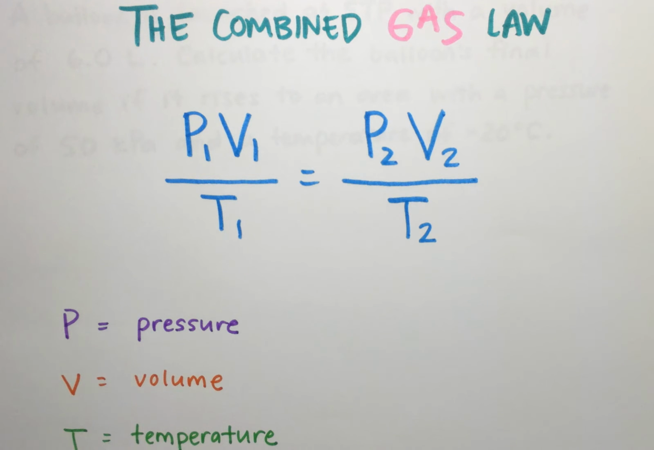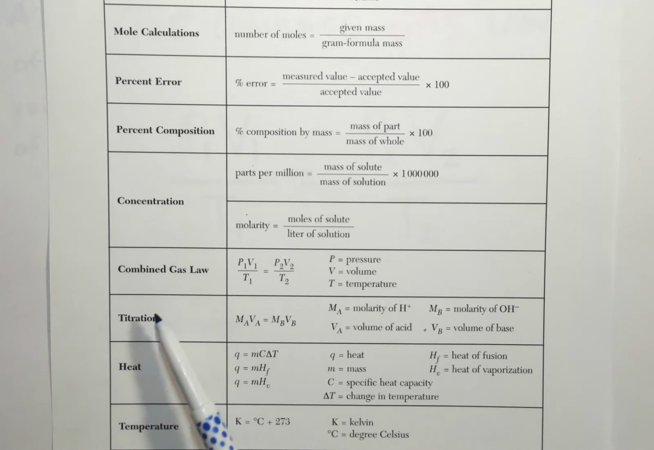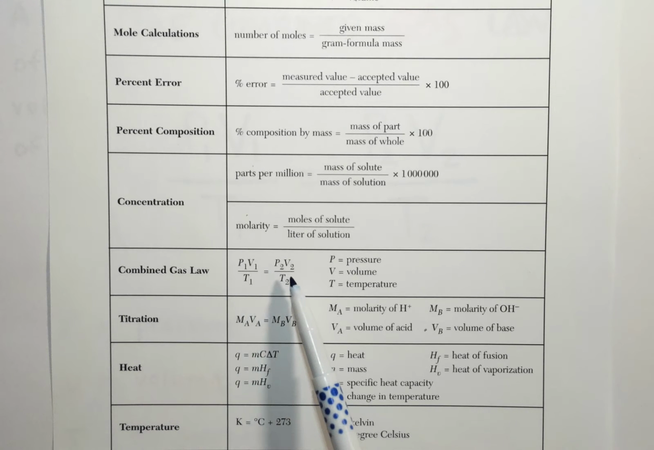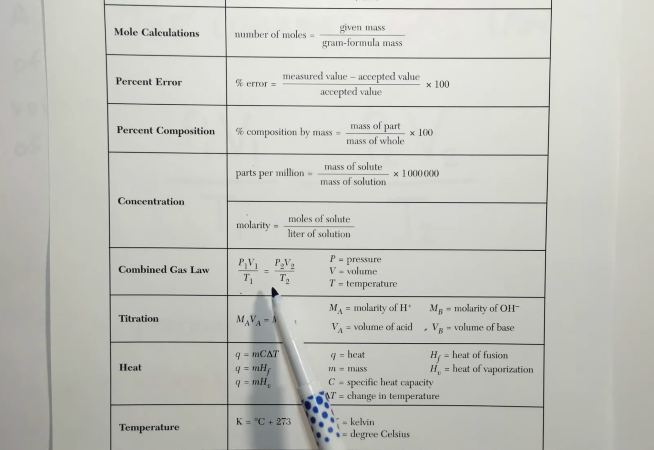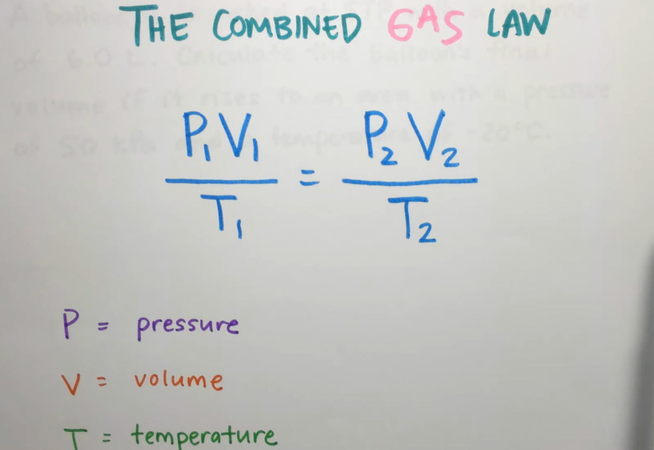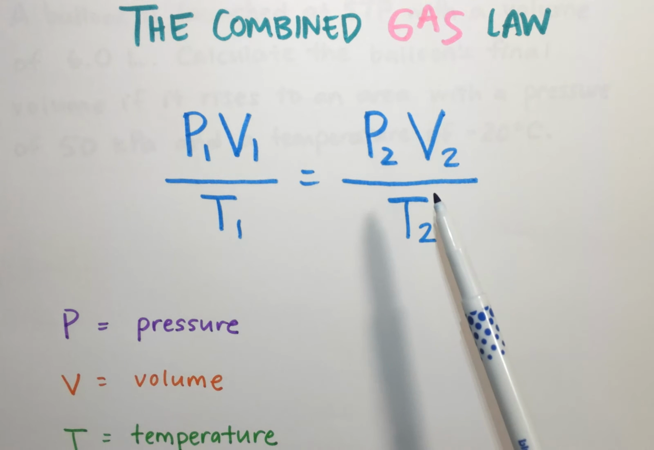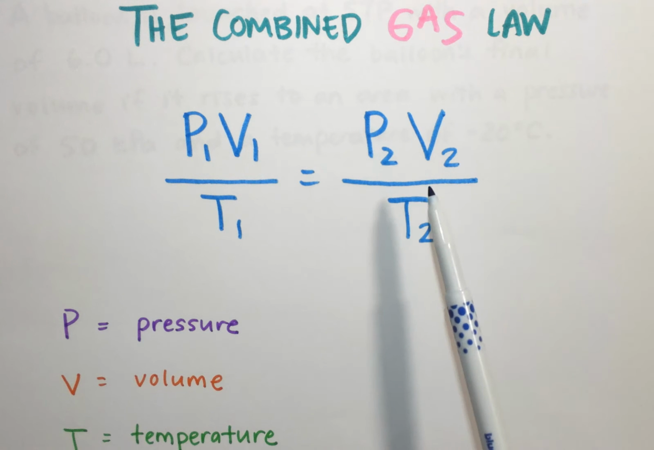All I've done to put the information you see on your screen in front of you is take all my information from the combined gas law section of your Table T, your hotspot for equations in Regents chemistry, and just plop it right there in front of you. So we're going to be using this particular equation to solve big change types of problems with gases.